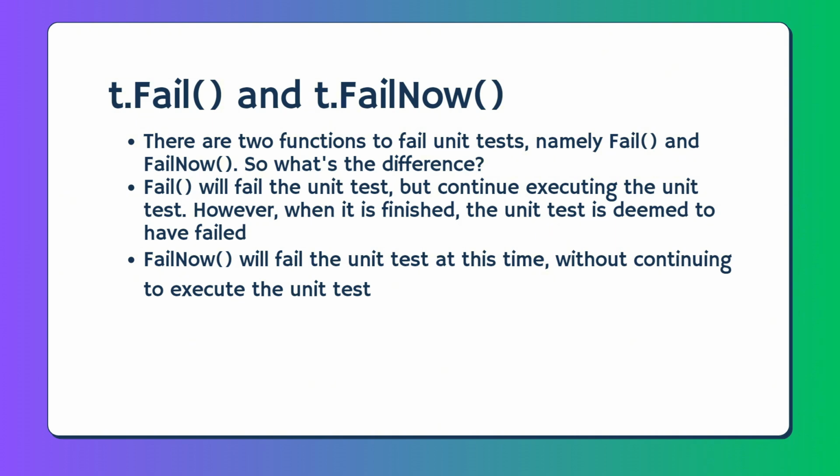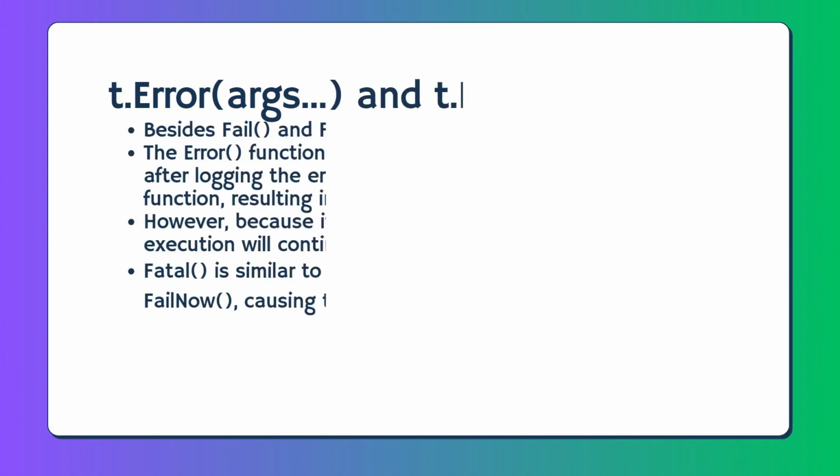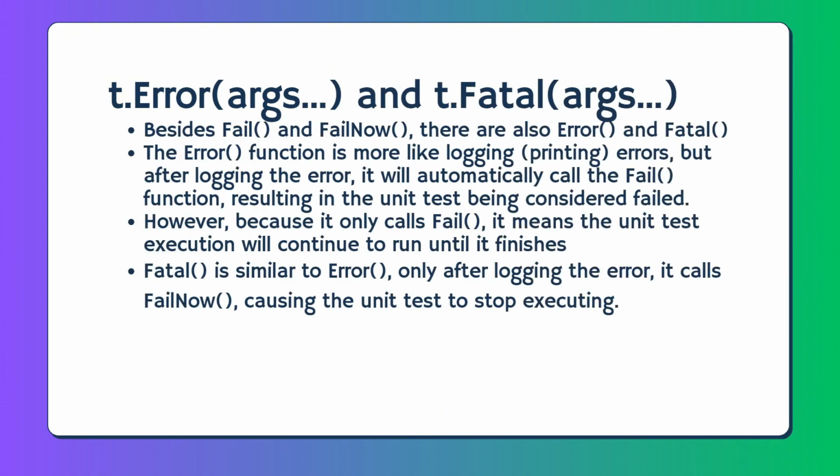Besides Fail and FailNow, there are also Error and Fatal. The Error function is more like logging, printing errors, but after logging the error, it will automatically call the Fail function, resulting in the unit test being considered failed. However, because it only calls Fail, the unit test execution will continue to run until it finishes. Fatal is similar to Error, only after logging the error, it calls FailNow, causing the unit test to stop executing.